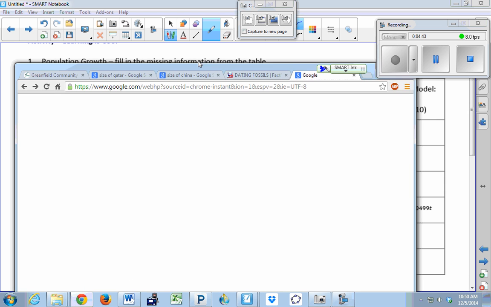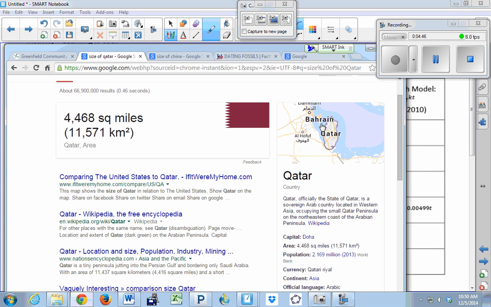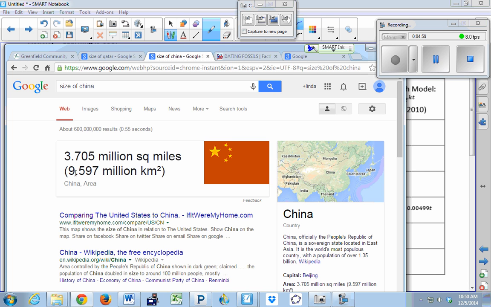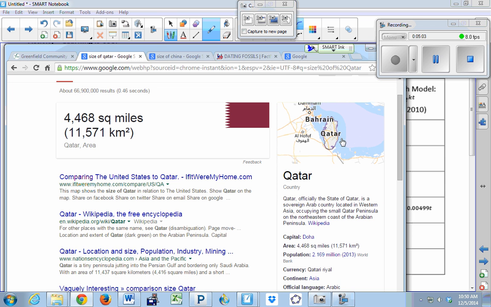It's off of Saudi Arabia, right? In fact, it's a little teeny peninsula, and its area is only about roughly 4,500 square miles. And look at China's area, 3.7 million square miles. Very small. And the reason I'm showing you this is in terms of the area of these two countries.